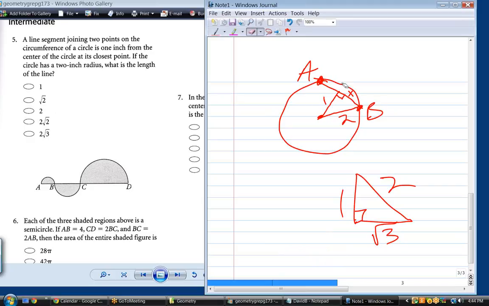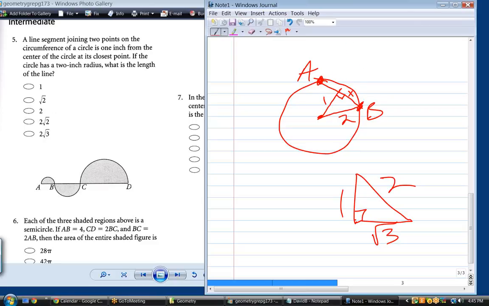That's this little short side right here. From that point to that point is square root of 3. So what's the total distance from A to B? From A to B, it is 2 root 3. Exactly. It's twice as far.